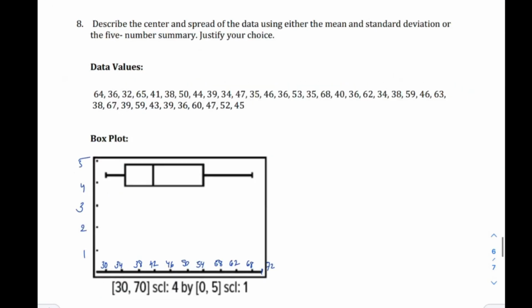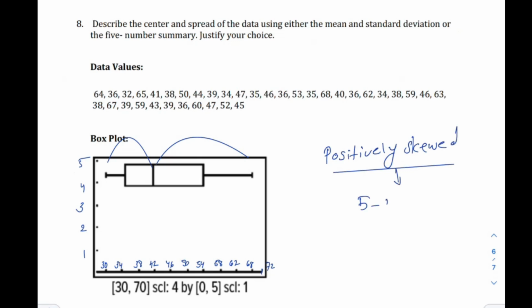And the last question, in this box whisker, you will find that the right-hand whisker is longer than the left-handed whisker. That means it is skewed positively. So it is positively skewed. And we said that if it is positive or negative skewed, we will use 5-number summary.